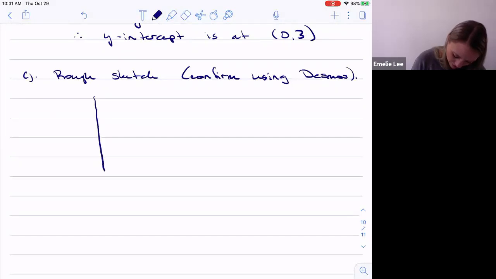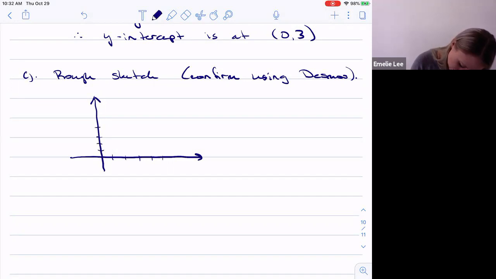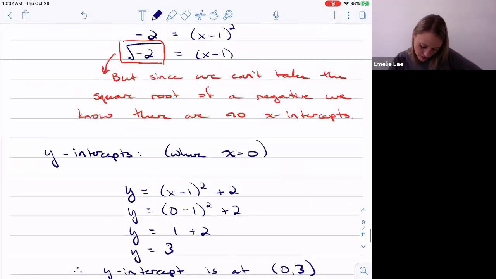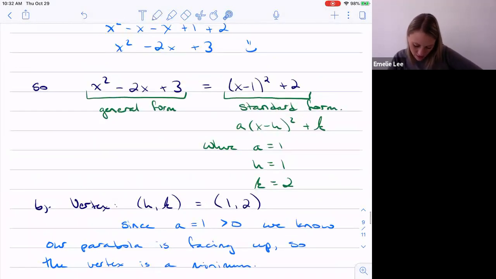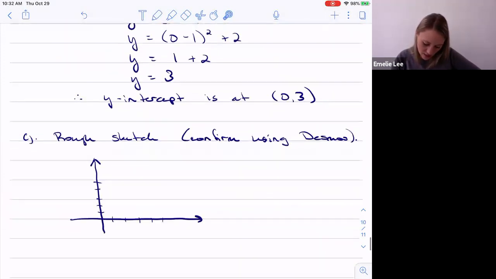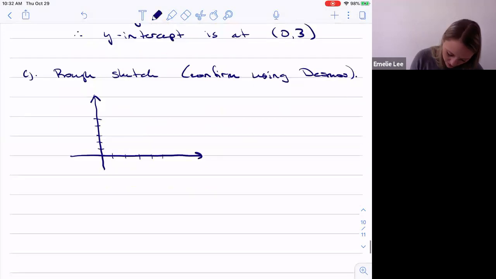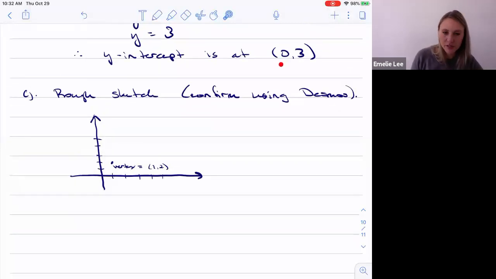So if we have kind of our parabola here, if this is at 1, 2, 3, 4, 5, not very good. But at 1, 2, I think our vertex was 1 and 2. Okay, so when x is 1, y is 2, and we know it's going to be facing up, which helps. So this is the vertex, at 1, 2. And then the y-intercept is at 0, 3.